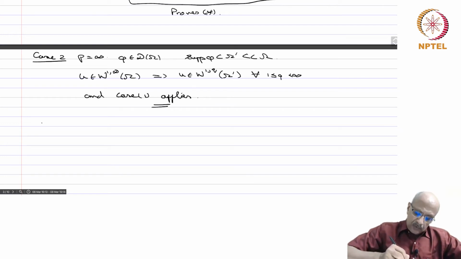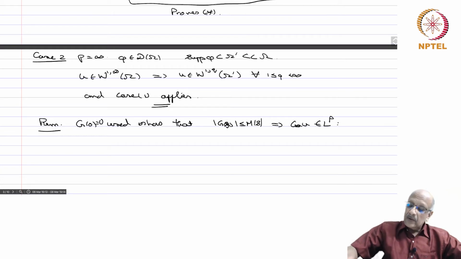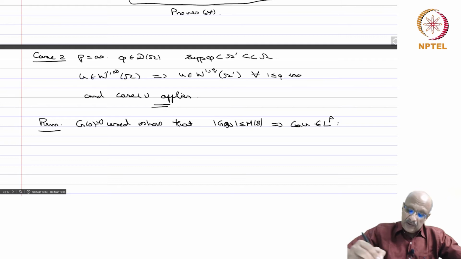So now the remark, an important remark. g of 0 equal to 0 was used to show that mod g(s) is less than or equal to M times mod s, which implies g composed with u is in L^p. Okay, this was the only place where we needed the fact that g of 0 is 0.